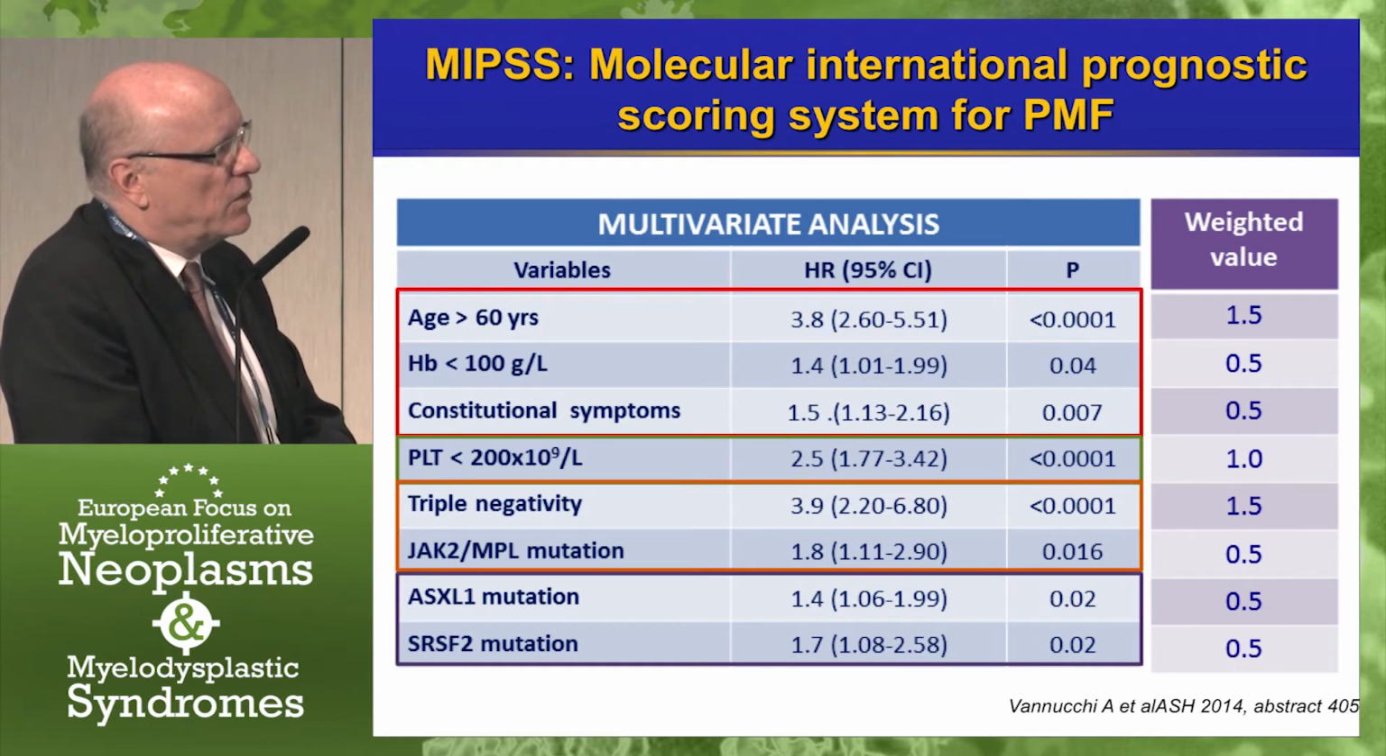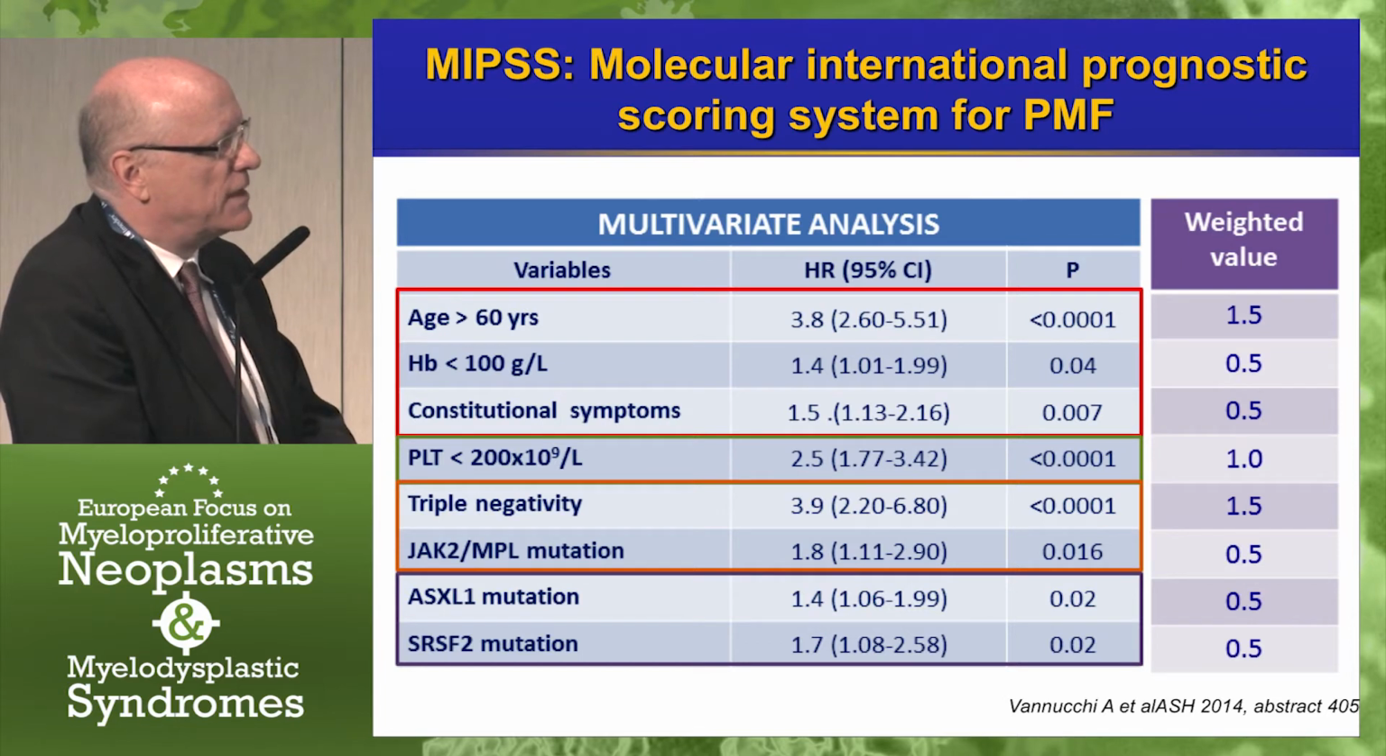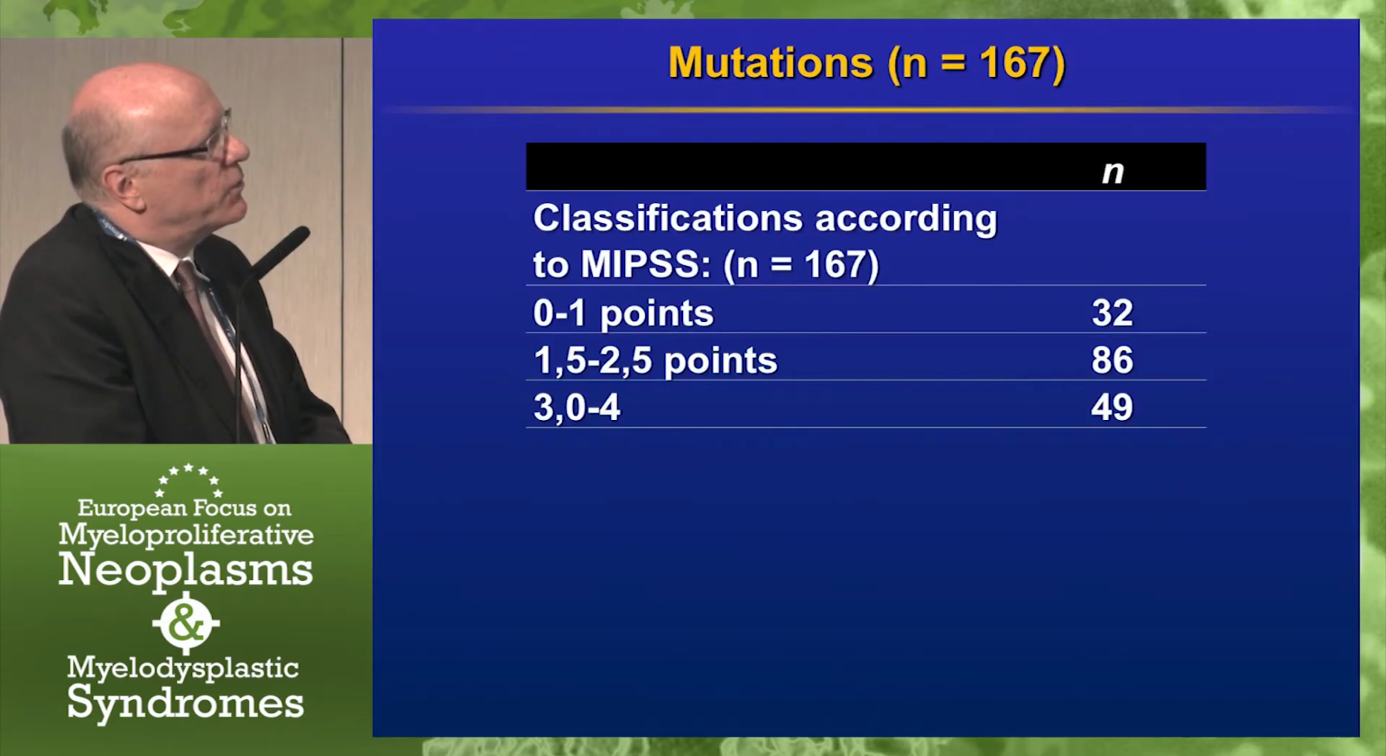So you have seen this this morning. This was done by Alessandro Vannucchi and presented at ASH last year or the year before last. This is the so-called MIPSS score, including clinical data as well as molecular data, so triple negativity, ASXL1 and SRSF2 mutations. And what we did was look at whether this can be transferred to the transplant setting. We classified MIPSS 0 to 1 point in 32 patients, 1.5 to 2 points in 86 patients, and more than 3 points in 49 patients.